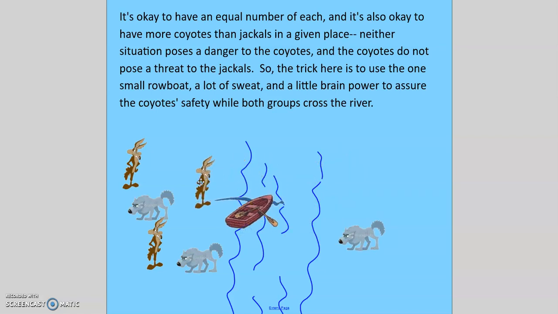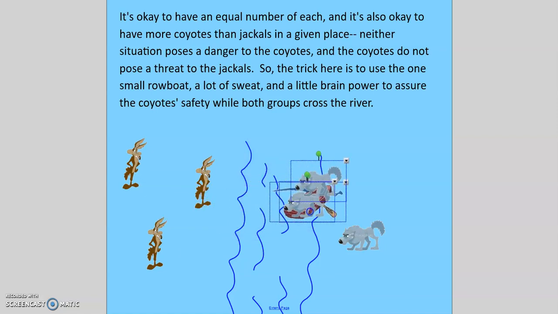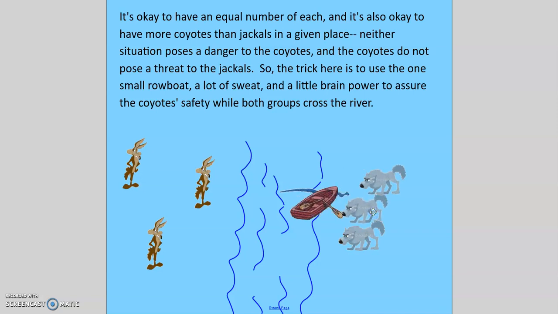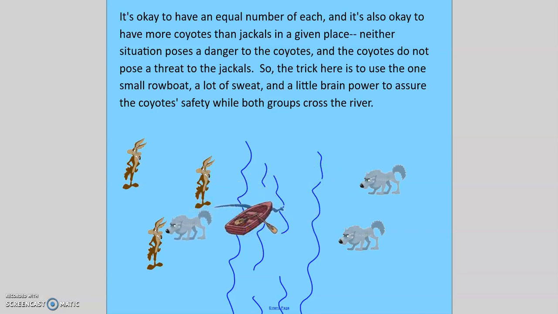Alright, and now everything's fine because there are more coyotes on this side, and even though there are more jackals, there are no coyotes over there, so everyone's fine. So the next thing I'm going to do is send both the jackals across the river. Okay, so both the jackals across the river, so now everyone's fine. Then I'm going to have 1 jackal bring the boat back across the river.